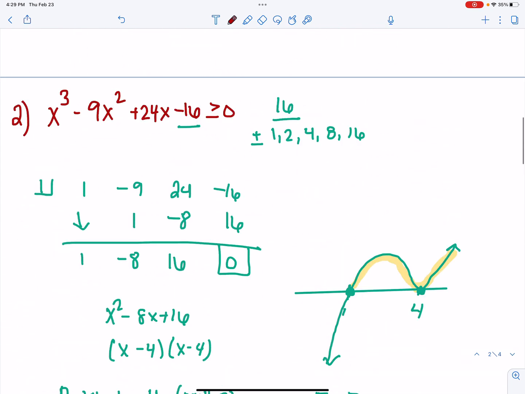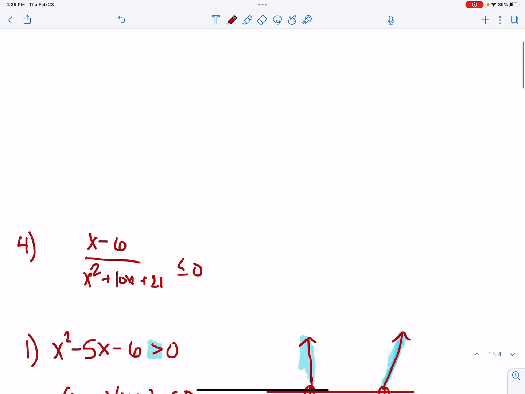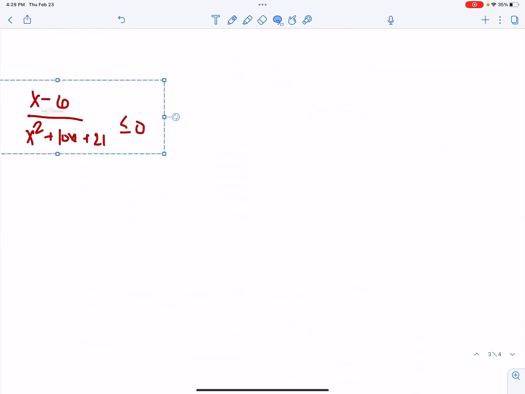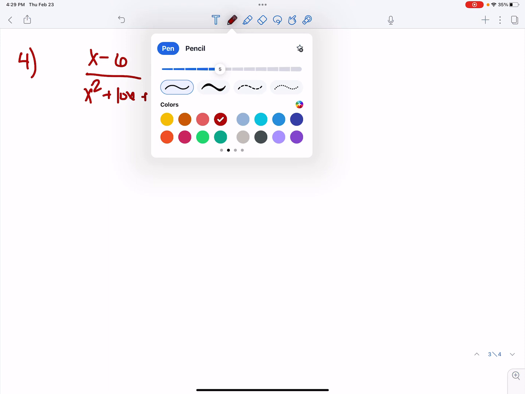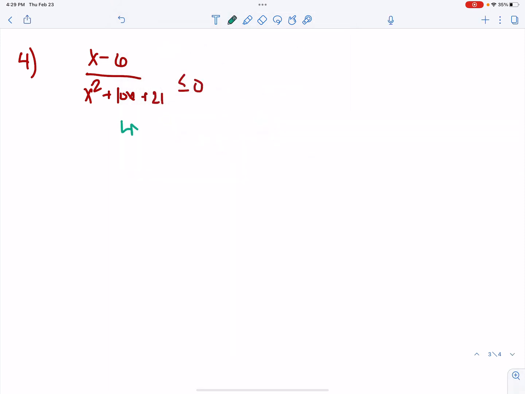Likewise, for number 4, we're doing the same thing, except this time we have a less than or equal to symbol. Since we have a less than or equal to symbol, I know that my numerator will have a closed circle. So I'm going to factor out x squared plus 10x plus 21. That's going to be x plus 3, x plus 7. I have 6 on top, -3, -7 at the bottom.